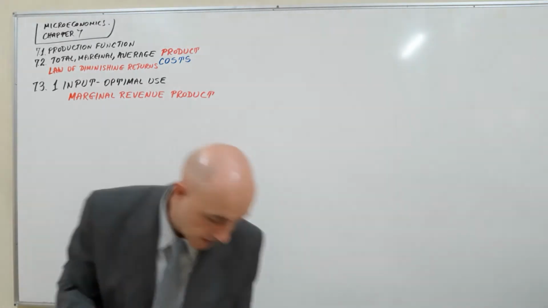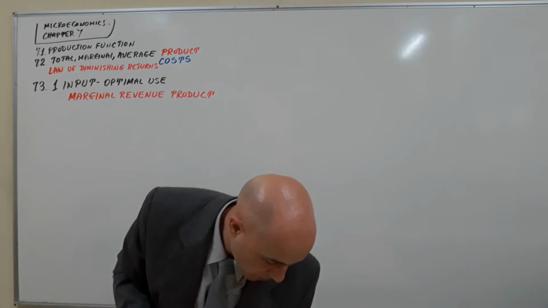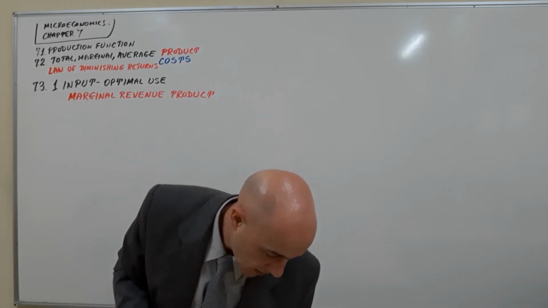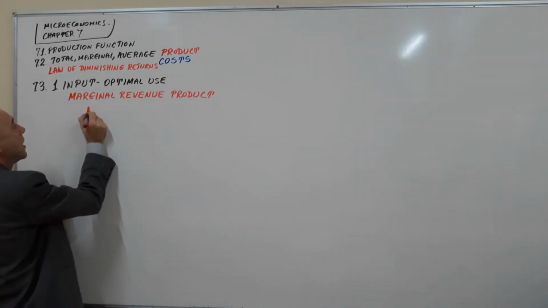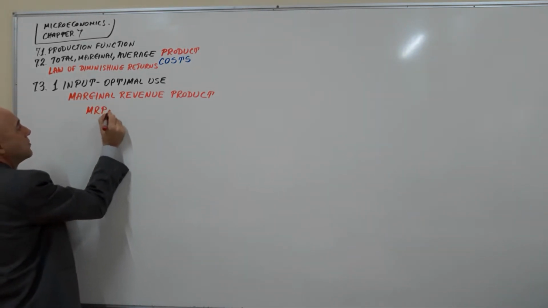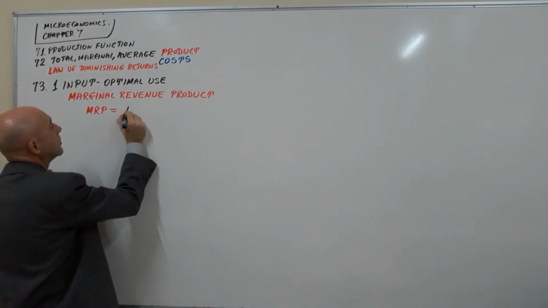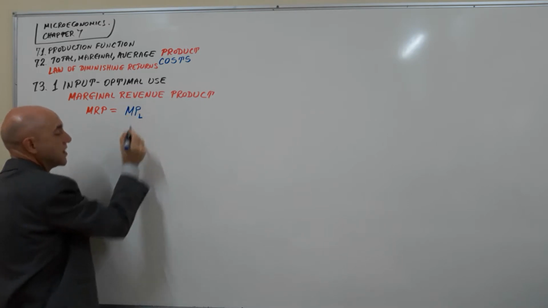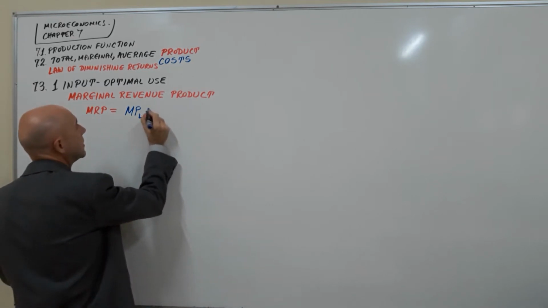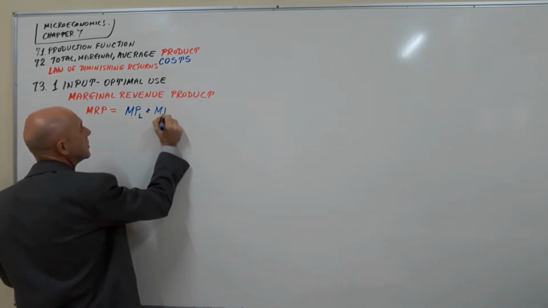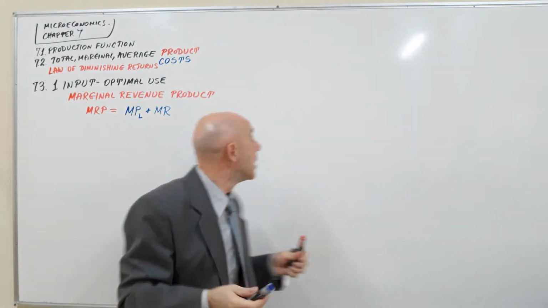Now let's see how this one is defined. It equals the marginal product of labor. So MRP is the marginal product, let's say of labor, multiplied by the marginal revenue. So again, this is amazingly simple.